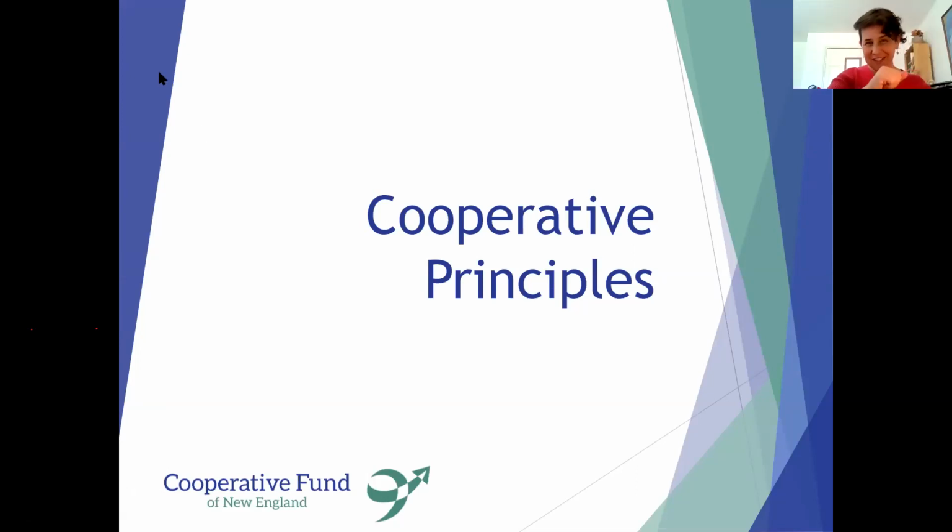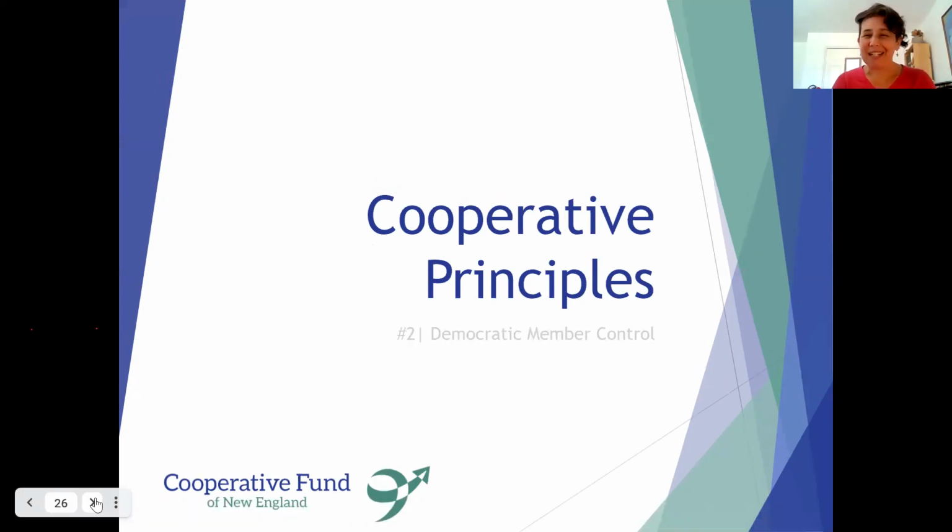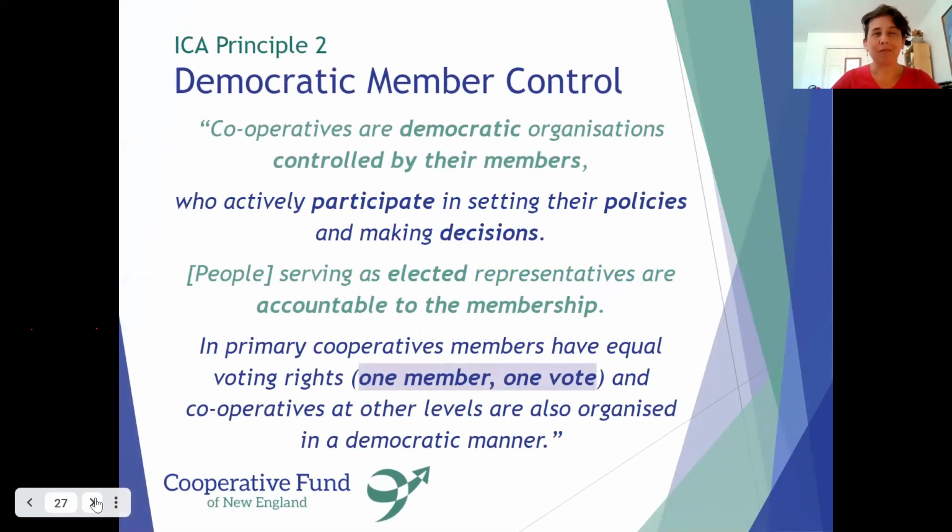All right, shifting gears. Okay, so the second principle is democratic member control. I'll take this in chunks because it's super dense. Cooperatives are democratic organizations controlled by their members. So they're not controlled by the CEO, they're not controlled by the general manager. It's important to make a distinction between governance, the big picture, who are we, where are we going, what are we about, and day-to-day management. Ultimately, the accountability is to the members.